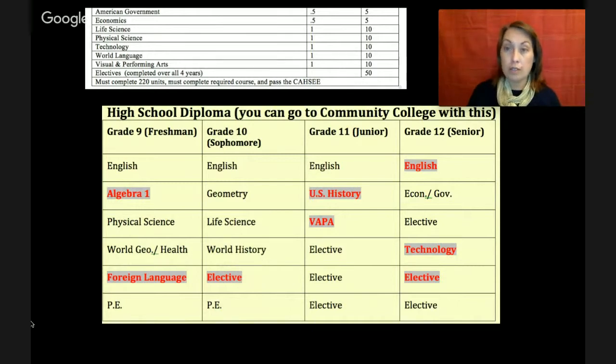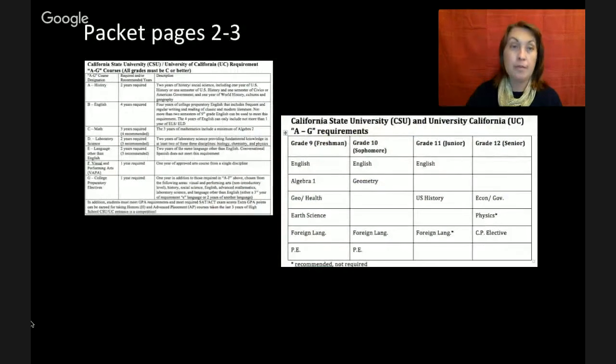These are different requirements. They are more rigorous, more difficult. So now we're on the bottom of pages 2 and 3, and you're looking at these charts. College requirements are called the A through G requirements. So from now on, when you talk to your high school counselor, once you get to high school, I want you to throw out these A through G courses and A through G classes. Hey, how am I doing on my A through G requirements? That kind of thing.